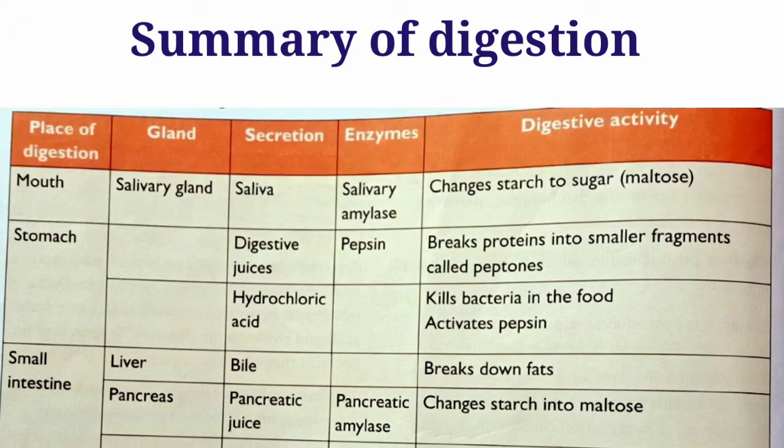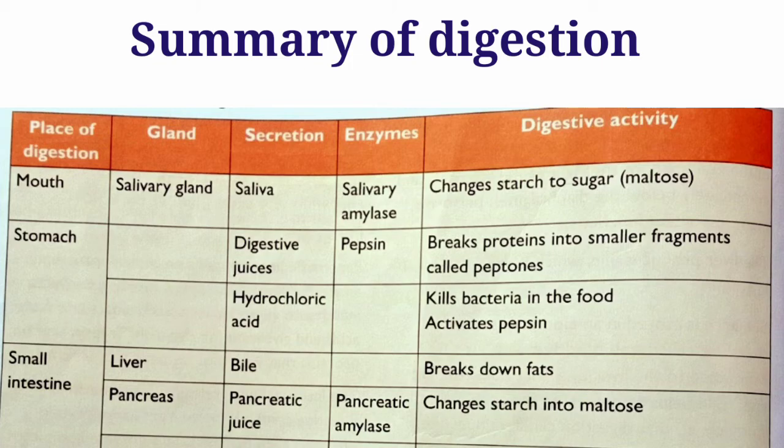If you go through the summary of digestion, these are the important glands and secretions of enzymes. In the mouth, the salivary gland secretes saliva, and the enzyme present in the saliva is salivary amylase that changes starch to sugar. In the stomach, the secretions are digestive juices and hydrochloric acid. The digestive juices contain the enzyme known as pepsin, whose function is to break proteins into smaller fragments called peptones.